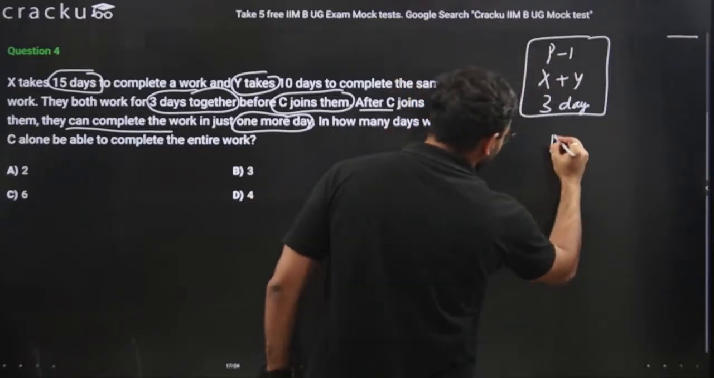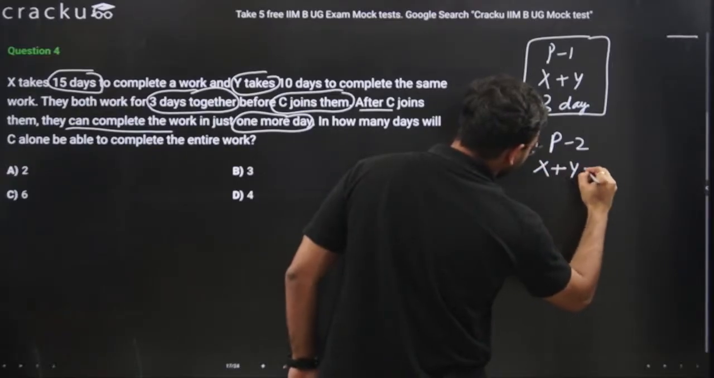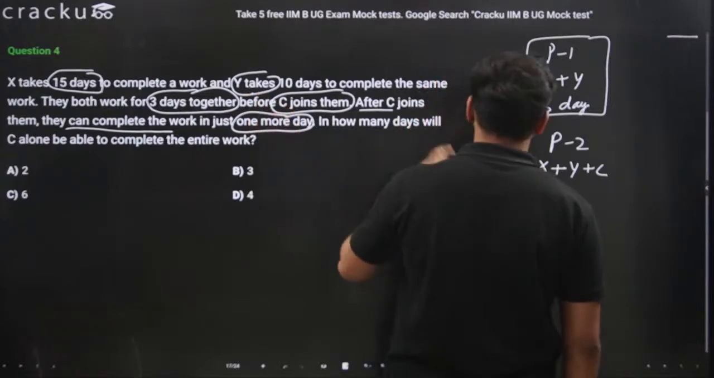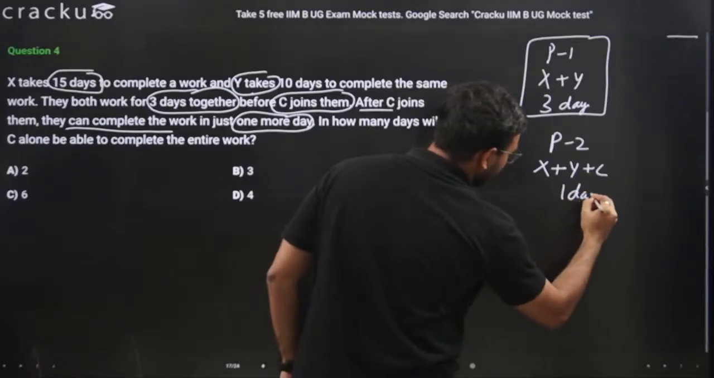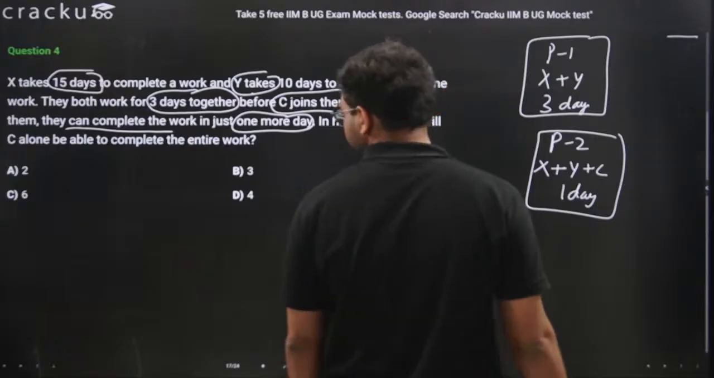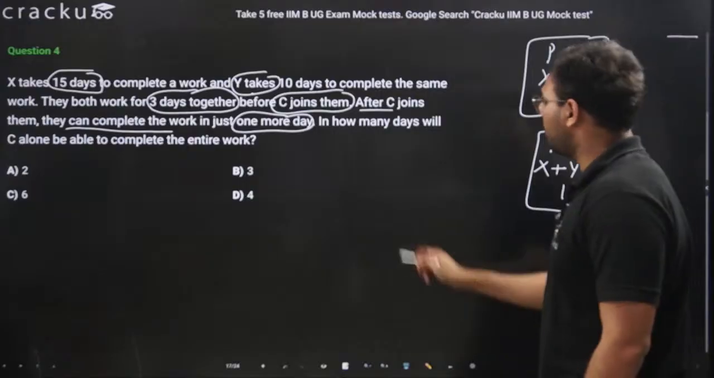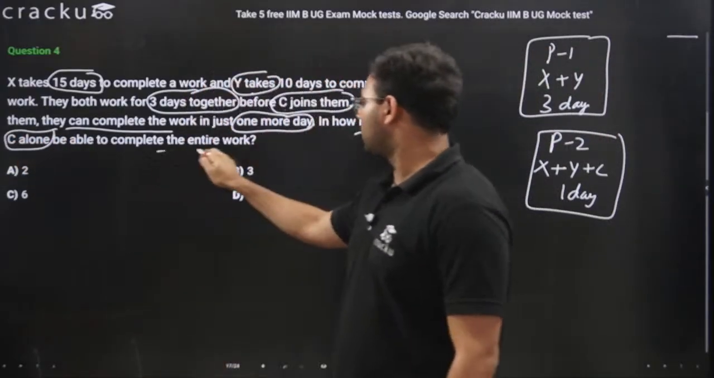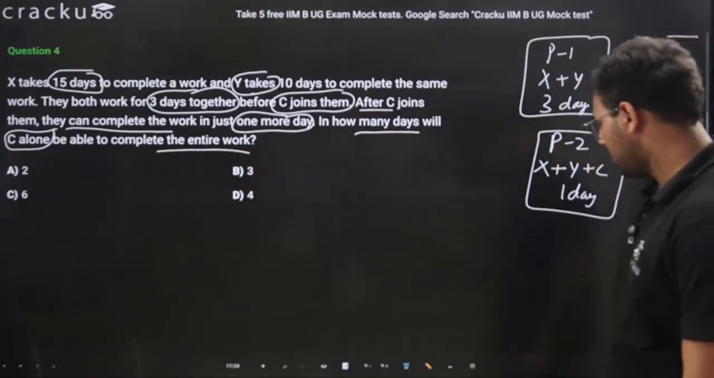So we can say in phase 2, what is happening? X plus Y plus C, all three are working, and they're just working for one day to complete the work. After C joins them, they can complete the work in just one more day. In how many days will C alone be able to complete the entire work?